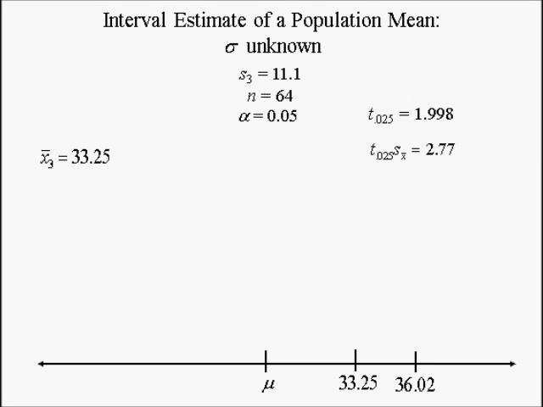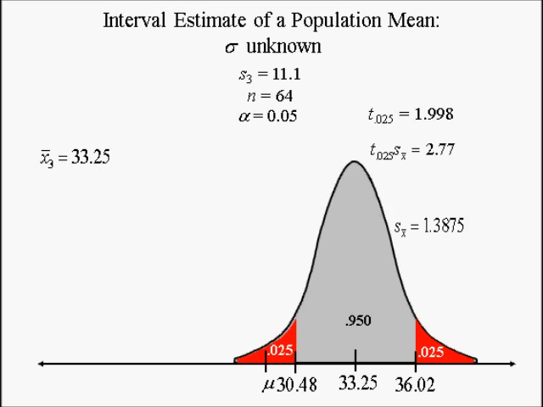The upper endpoint of this third interval estimate equals the third sample mean of 33.25 plus the third estimated margin of error of 2.77, which equals 36.02. The lower endpoint of this interval estimate equals the third X bar of 33.25 minus the third estimated margin of error of 2.77, which equals 30.48. The distribution is located at 33.25, the third sample mean, and standard deviation of 1.3875, which is the third estimated standard error of the mean. The true population mean, mu, is not in the interval 30.48 to 36.02. Remember, only your deity knows what the value of the population mean is.